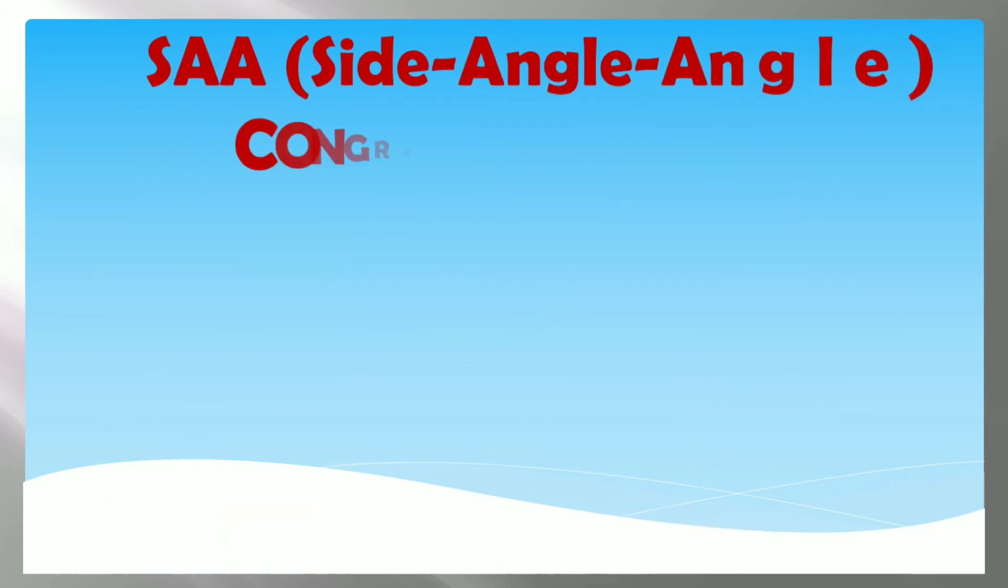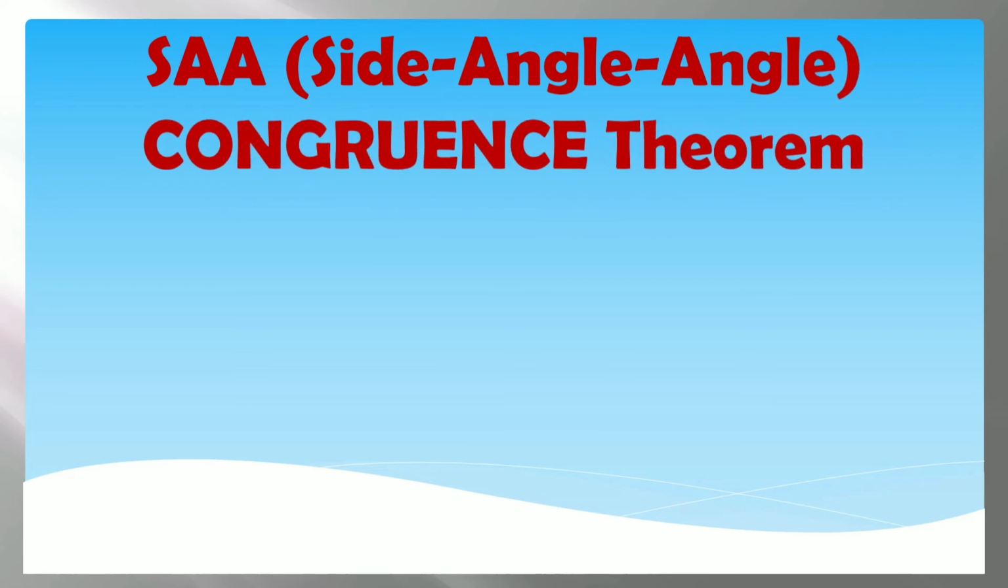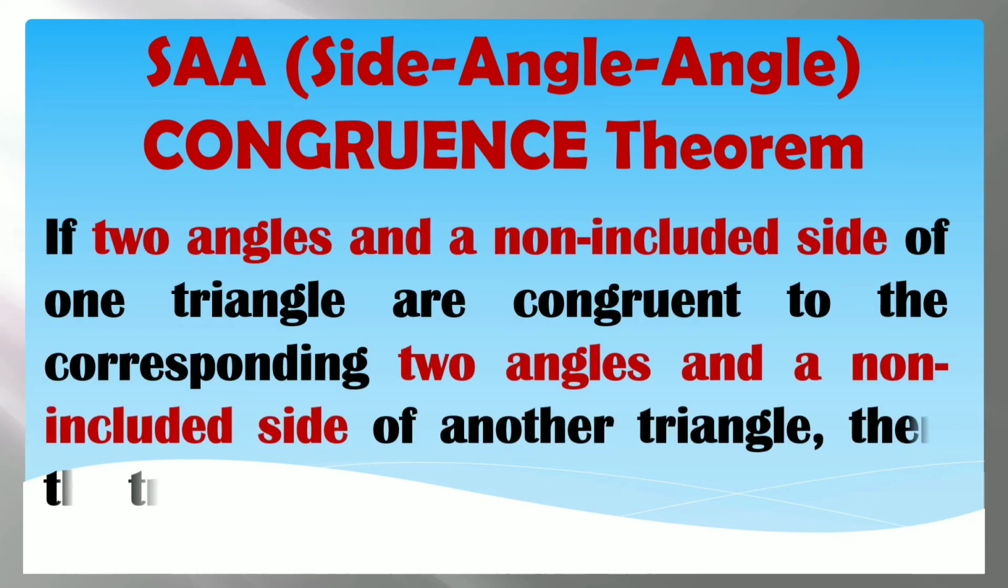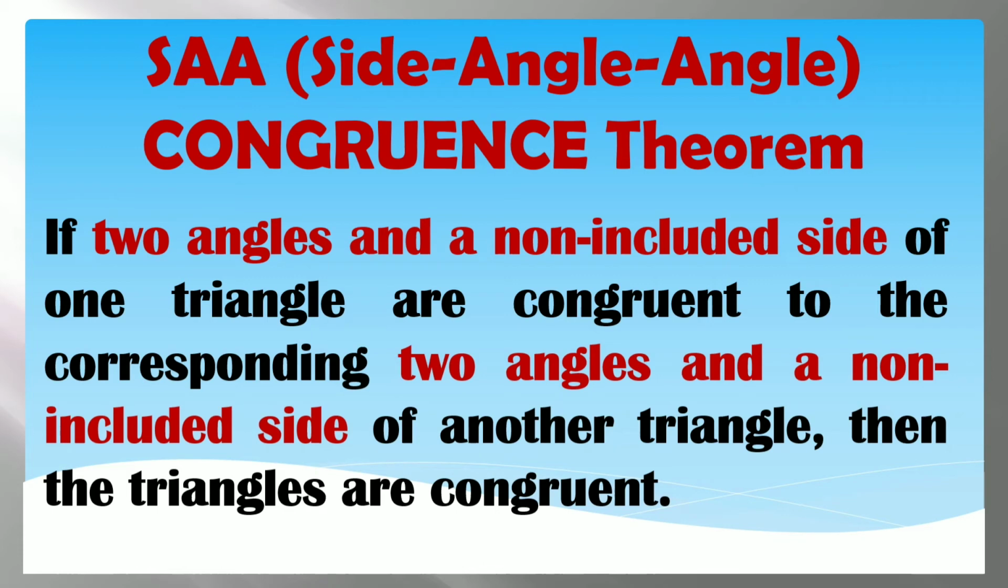So, let's have SAA, side, angle, angle congruence theorem. Sa ibang libro, ang nakalagay dito ay AAS. If two angles and a non-included side of one triangle are congruent to the corresponding two angles and a non-included side of another triangle, then the triangles are congruent. So, magkaiba po ito sa ASA. Sa ASA po kasi, included side yung ginagamit. Pag SAA po, non-included side. Ibig sabihin, nasa labas na po siya ng dalawang angle.